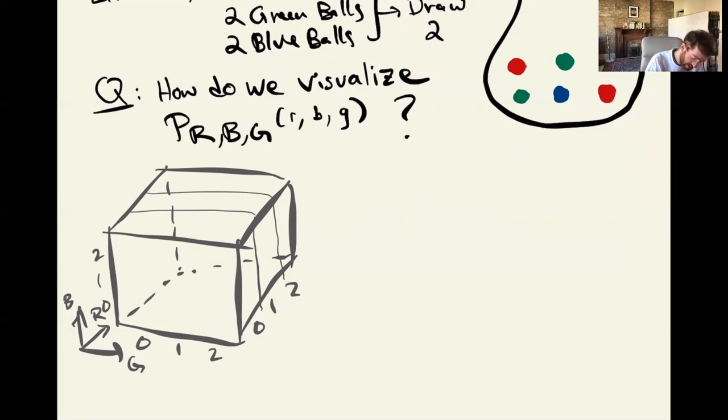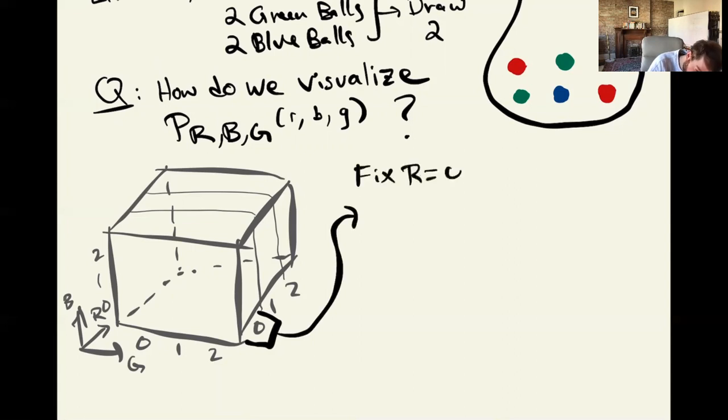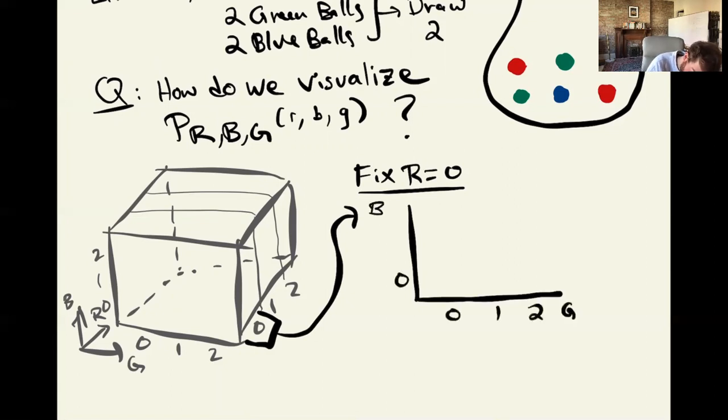So let's go ahead and pull out this first slice. Here we're going to fix r equals 0. Now we're going to look at the probability table associated with the number of blue balls and the number of green balls, where 0, 1, 2 are our possibilities. And now I need to figure out how to fill in this table.